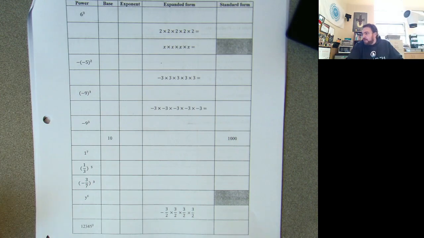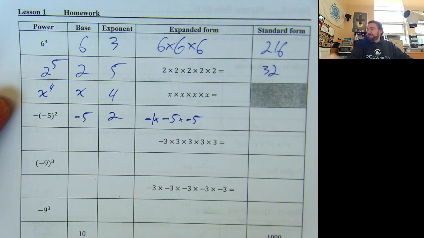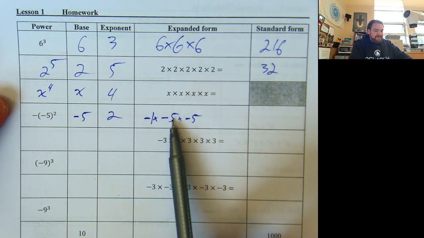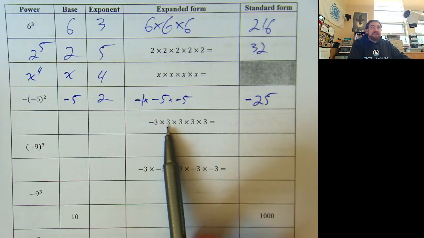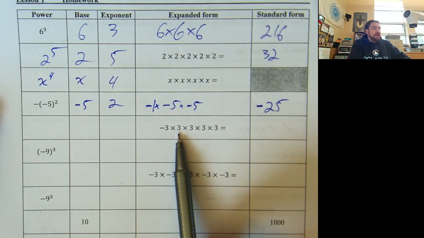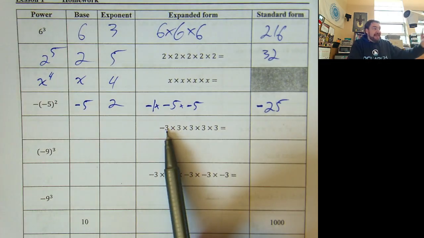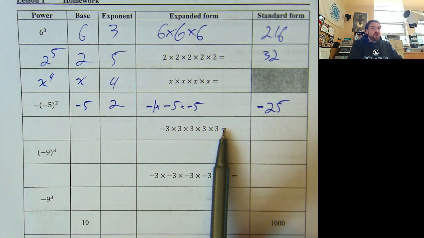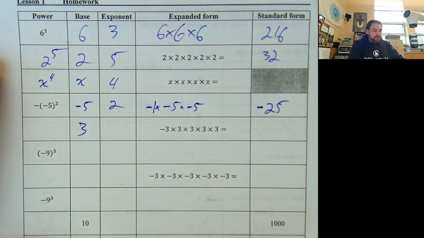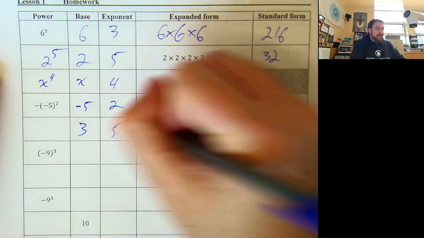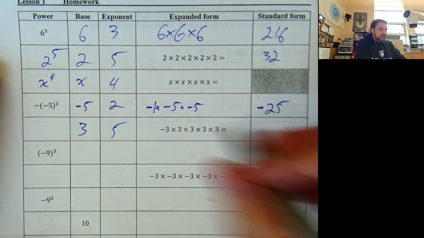Okay, where am I here? Pause for a second for this. Negative 1 times negative 5 times negative 5 is going to be negative 25. This one here, what's being repeatedly multiplied? The negative only shows up on the first one. The negative is not part of the repeated multiplication, because if it was, it would show up on every 3, and it doesn't. So what's getting repeatedly multiplied? 3. How many times? 5, I heard someone say. So this is going to be 3 to the 5.